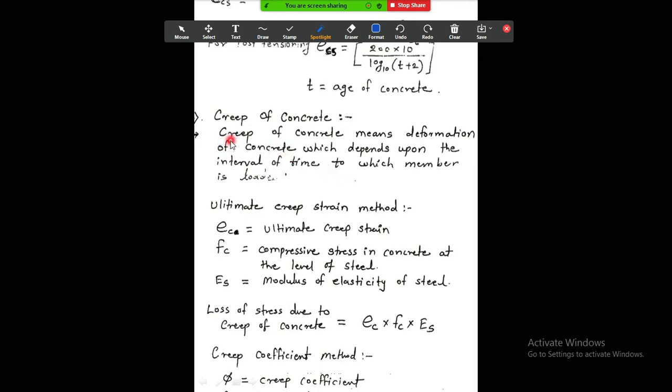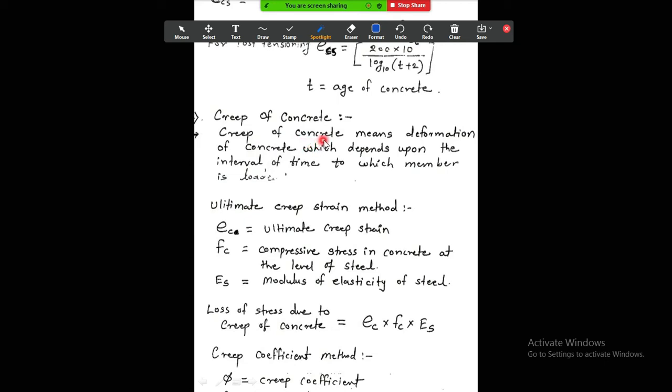Creep of concrete means the deformation of the concrete which depends upon the interval of time for which the member is loaded. So for a certain interval of time, if the member is loaded, then there is a certain deformation in that member, and this phenomenon is known as the creep of concrete. The creep gets developed in the concrete.